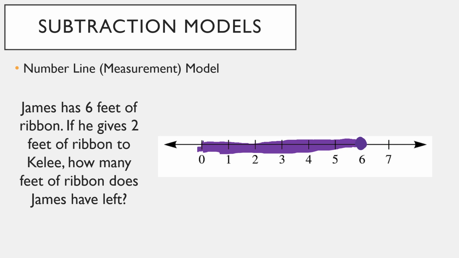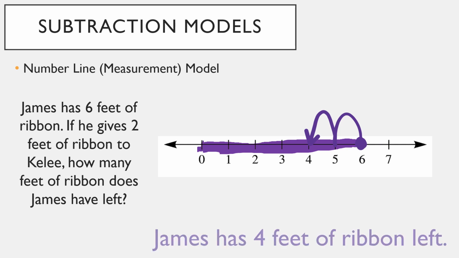All right, he's going to give 2 feet of ribbon to Keely, so we're jumping once and twice. All right, so he's given 2 feet of ribbon, so we jumped 2 times on the number line. And that tells us, if we look at the spot where we're now located on the number line, James has 4 feet of ribbon left. I kind of like this drawing with the jumps a little bit better than how your book presents it with just a backward arrow, but either way is fine.